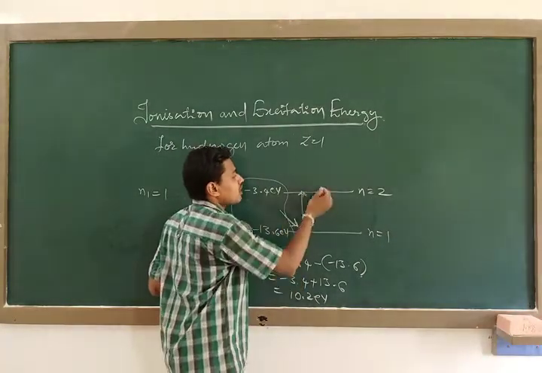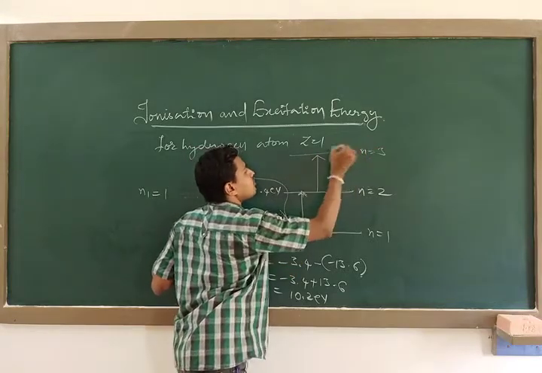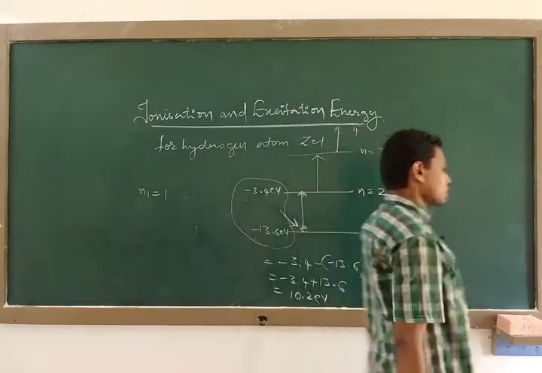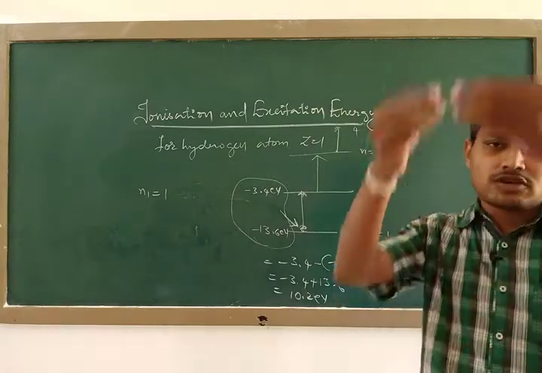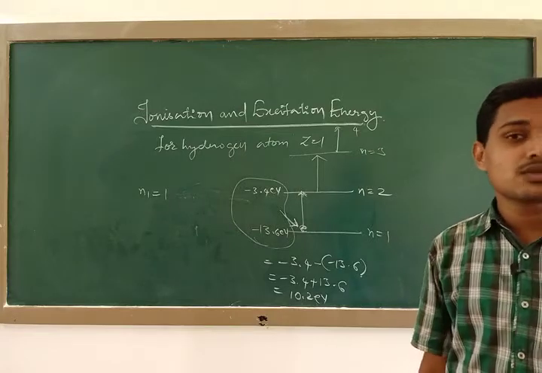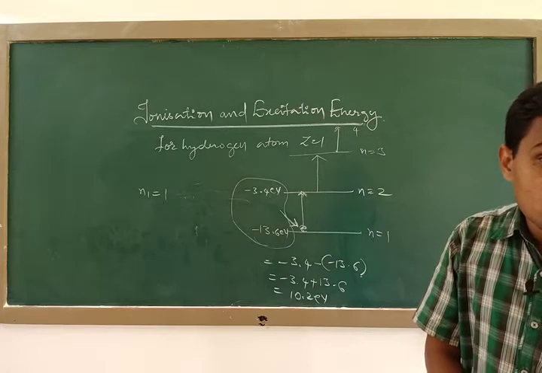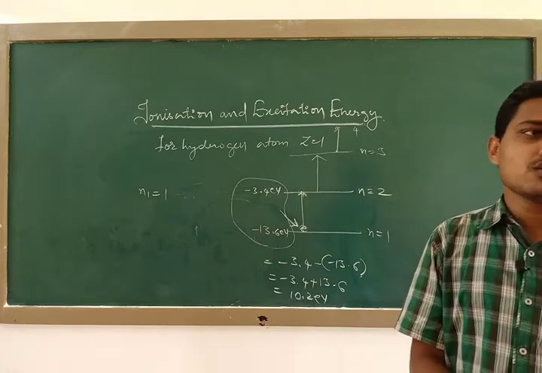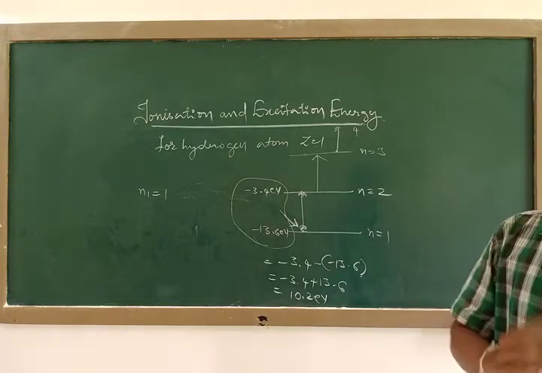In the same way, we can also calculate from the second orbit to the third orbit. We can also calculate from the third orbit to the fourth orbit, and so on. So this is nothing but excitation energy. Excitation energy means taking the electron from a lower energy state to a higher energy state. So how to raise it? By supplying energy. And how can that energy be supplied? Either in the form of radiation, or in the form of a field.